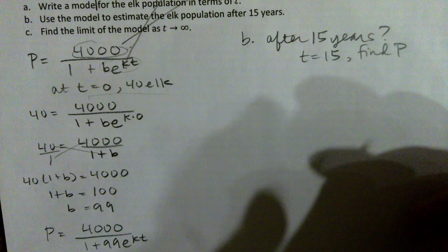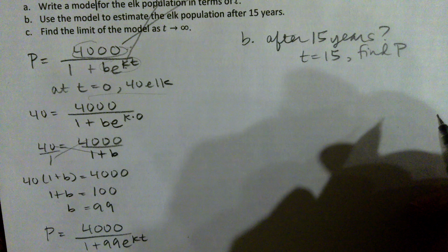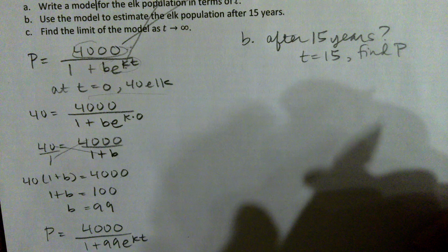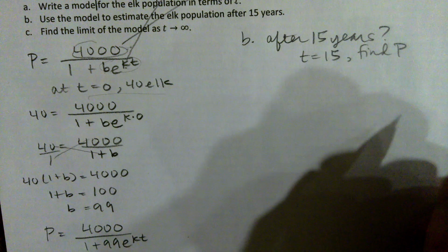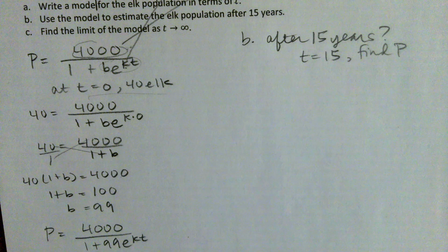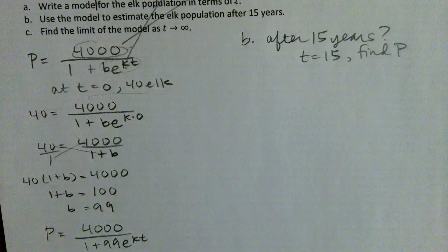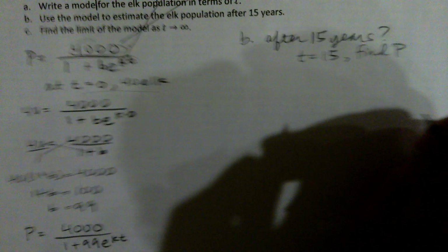Maybe that's kind of low though, huh? Because those elk are going to make more elk. So it's always good to kind of throw out numbers and think about what's going on. I definitely wouldn't expect a number bigger than 4,000. And I definitely wouldn't expect a really small number. So just think about your number sense here.